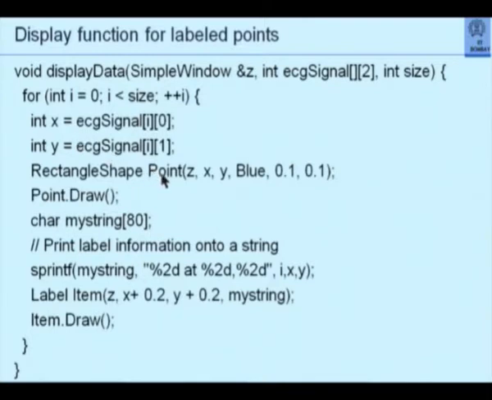So, I define a point to be an object of rectangle shape. You get my point? Rectangle shape is a class. Of that class, I define an object which I call point. It is an incidental name. I could have called it anything, P, R1, whatever. Now, what are the parameters of this? When I create this object, I am specifying z, x, y, blue, point 1, point 1. That means x is this, y is this, blue is the color, point 1 by point 1.